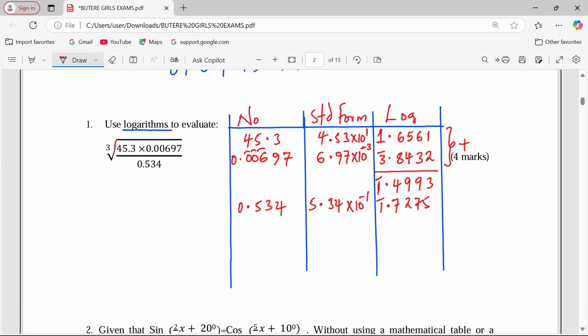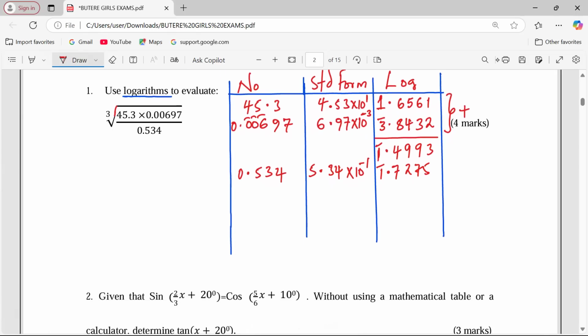And now that the numerator and the denominator have been divided, their logarithms should be subtracted. So the overall logarithm from the numerator and that from the denominator are supposed to be subtracted. So now I'll be subtracting these two. So 3 minus 5, we have to carry 1 and have 13. So 13 minus 5 is 8.